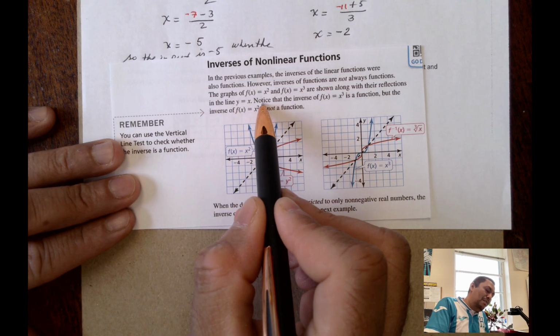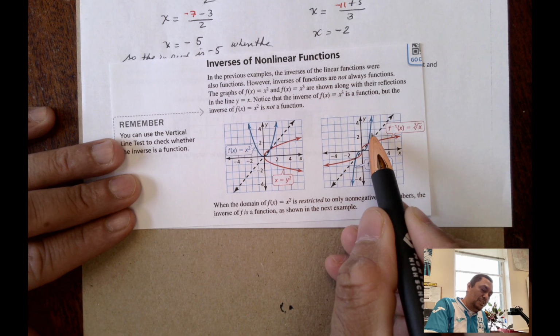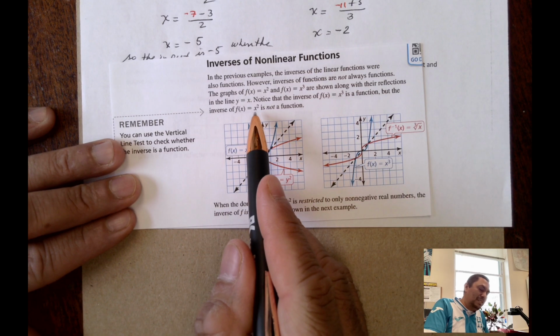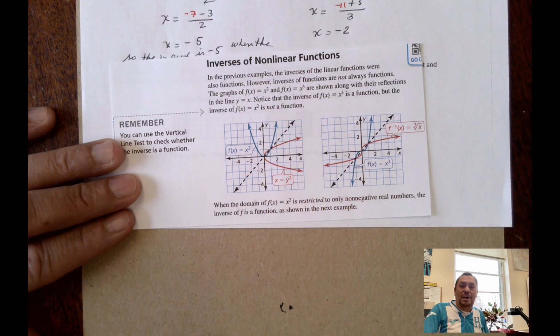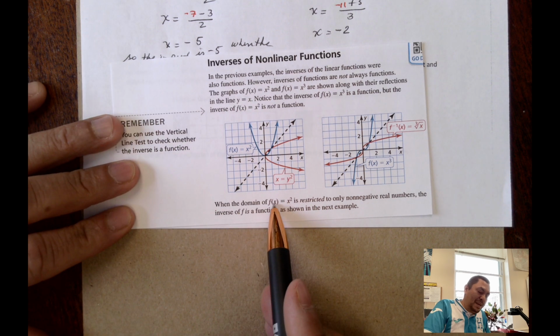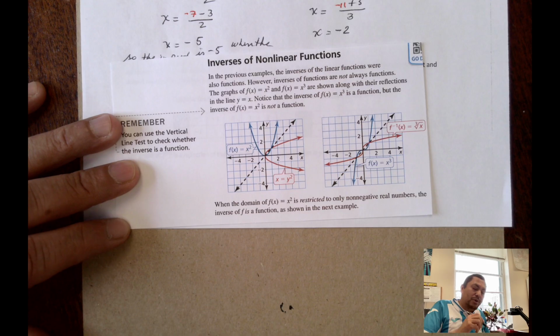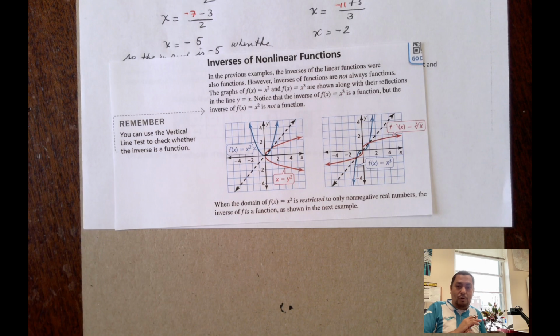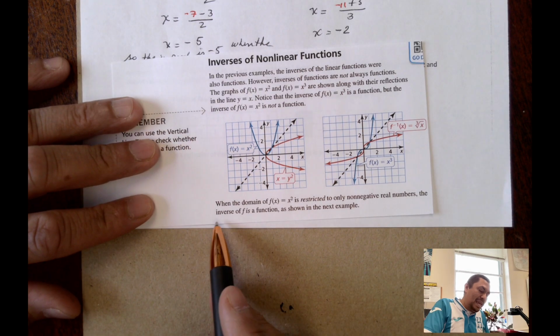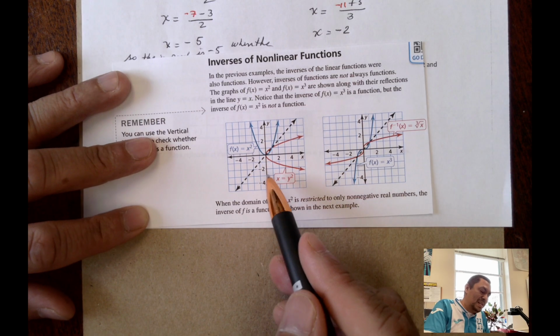So notice that the inverse of f(x) = x cubed is a function like this one. But the inverse of x squared is not a function. It gets restricted in this case. Okay? It gets restricted. When the domain of f(x) = x squared is restricted to only non-negative real numbers, so only positive numbers, the inverse of f is a function, as shown in the next example.